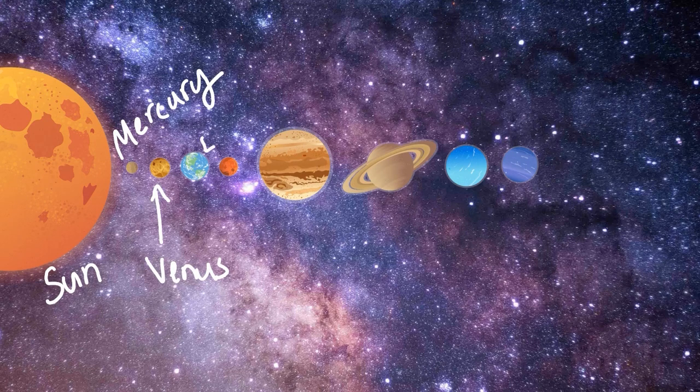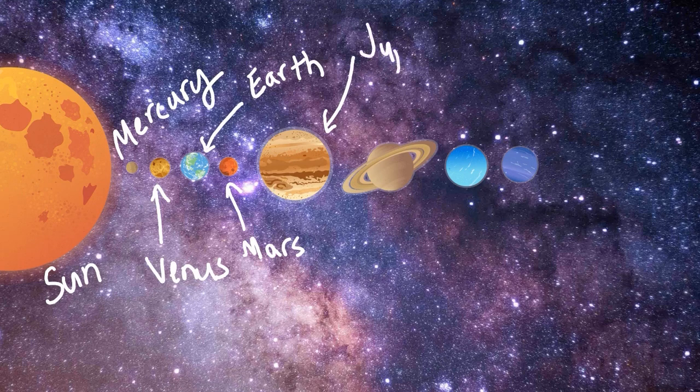Then comes Mars, the red planet. Next comes Jupiter, the largest planet in our solar system. And also Saturn, with its rings. And then we have Uranus. And finally, we have Neptune.